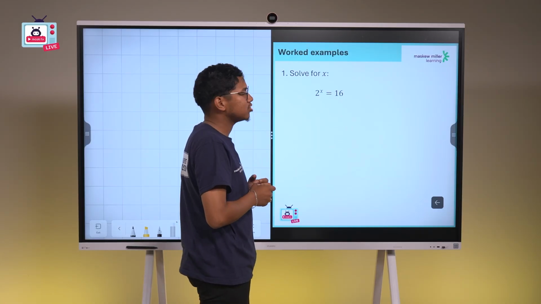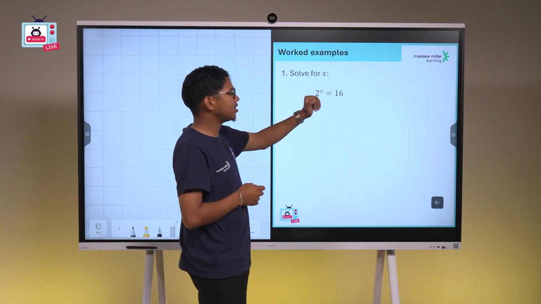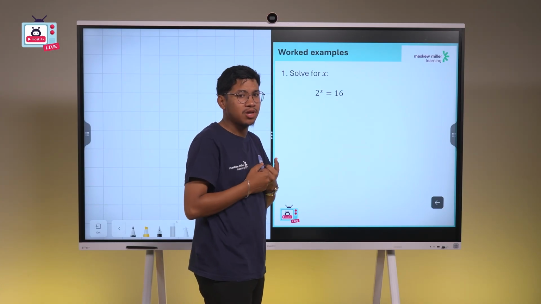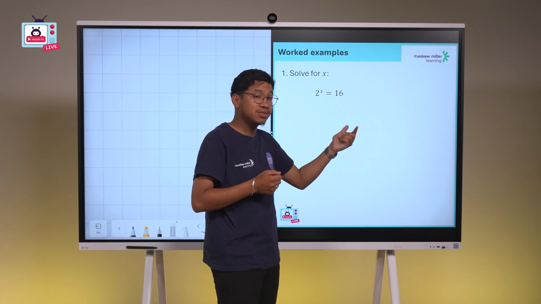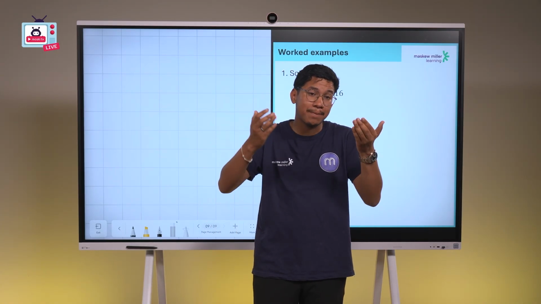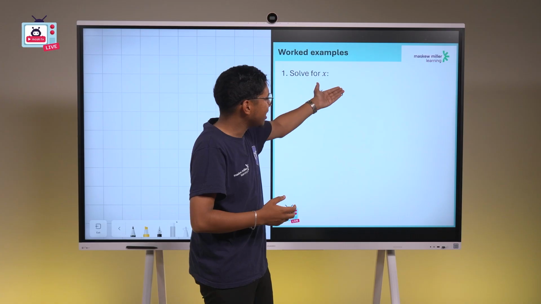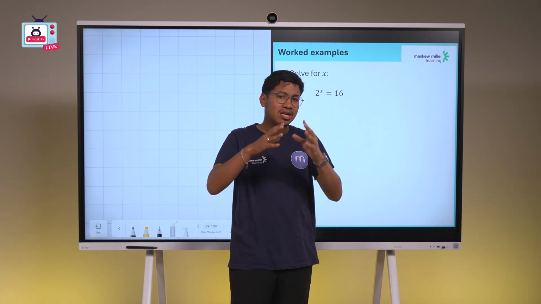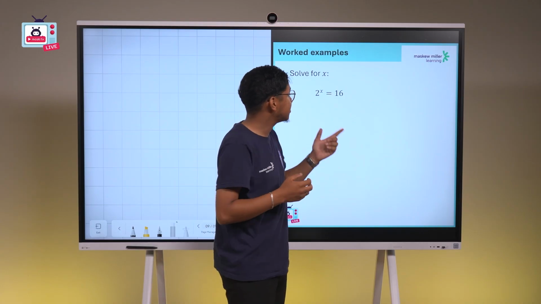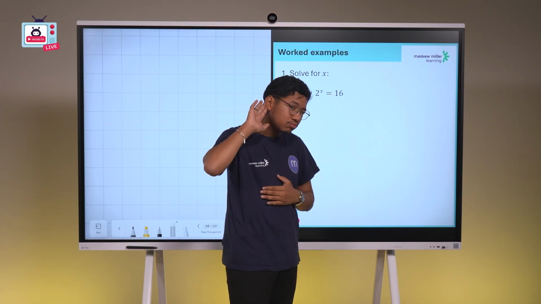Let's look at an example. So 2 to the power of x is equal to 16. What is my first step? We need to write one of these numbers as a prime base. Now the number 2 is a prime number. It's a prime base, so I'll leave it as is. My next question is, can the number 16 be written as a prime base? Yes, it can. How? 2 to the power of 4.